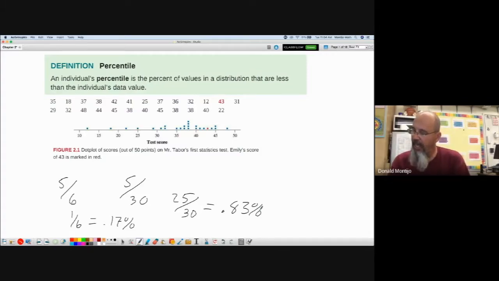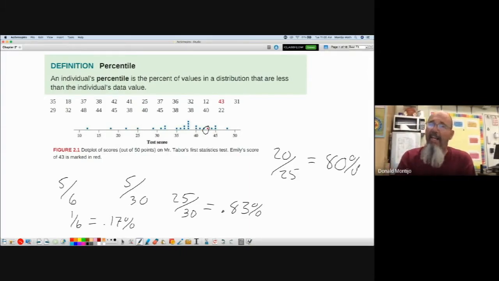Now remember, percentile is the percent of the values in a distribution that are less than your score. So if you are this red dot right here, and you wanted to count how many students were less than your score, that would be 20. So 20 out of 25, we would say that you are not in the 80th percentile, but you are at the 80th percentile. So it's simple. Write your fraction, turn it into a percentage. That's how we would describe percentile, measuring your location using a percentile.